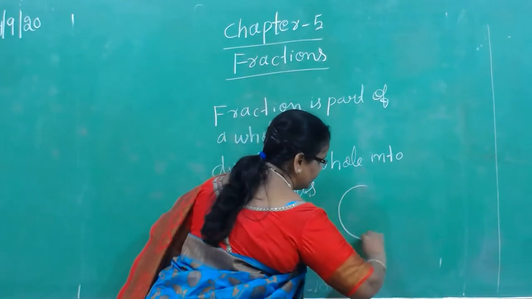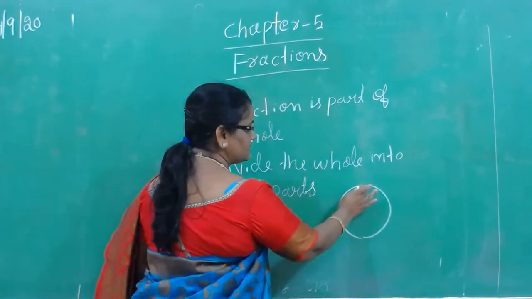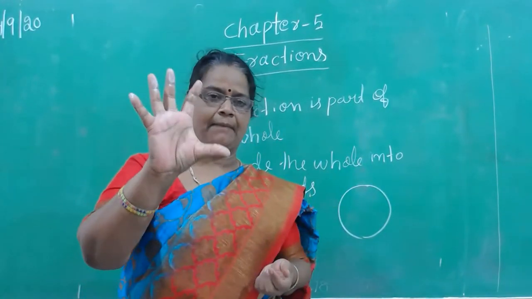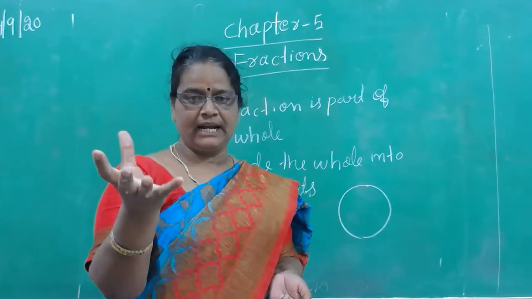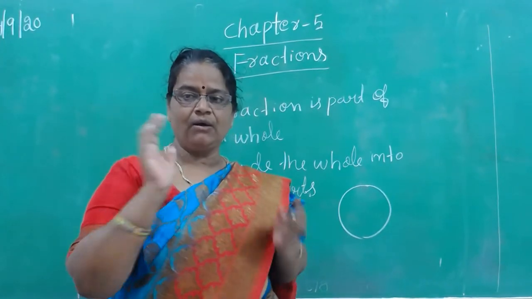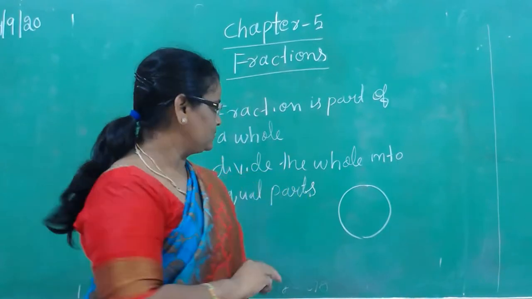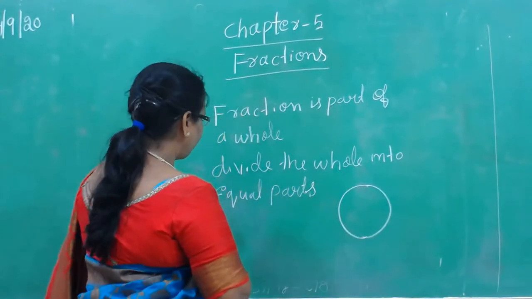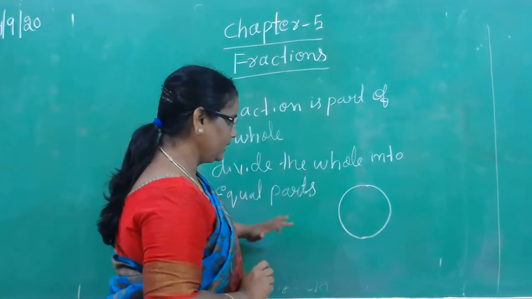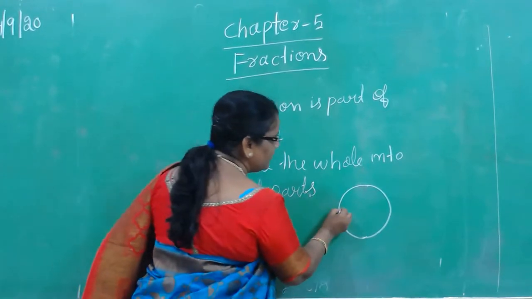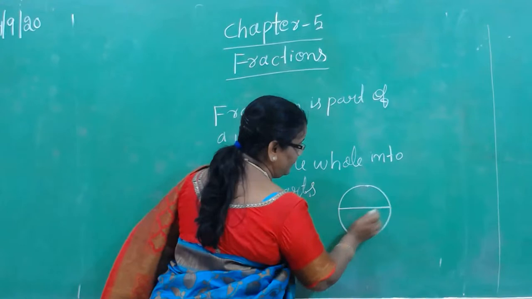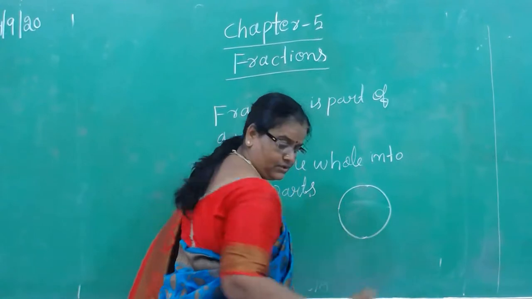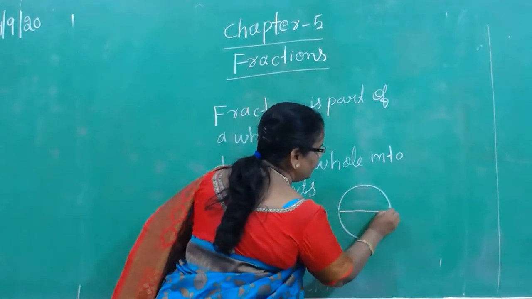Example, children, this is a circle. So this is called a full whole. Full whole means full one apple, full one pomegranate, full one ball. Whole means full one. So this is one circle. We have to divide the whole into equal parts. This is how.